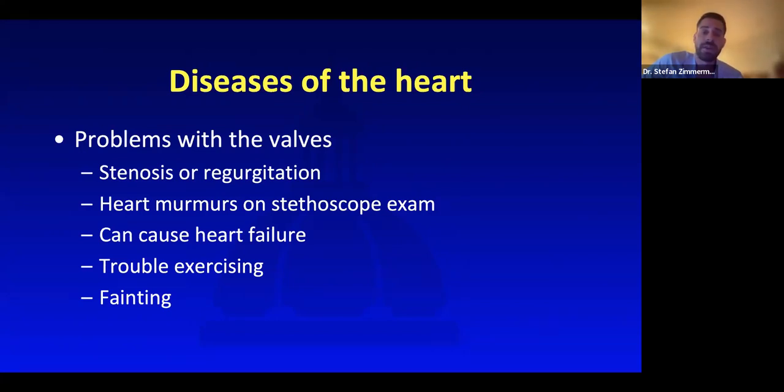Certainly, you can have trouble with exercising, and fainting is a big one actually for stenosis. If you have aortic stenosis, which is the valve that separates the left ventricle, or the left side of your heart, from the aorta, if you have some stenosis there, then you can actually have fainting that happens.